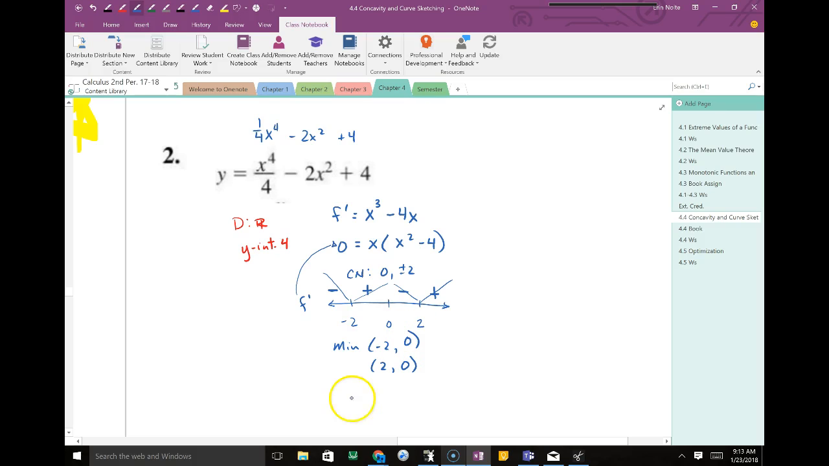Okay, and I do have a local max. Where's my max at? 0. (0, 4), which is my y-intercept. Interesting.